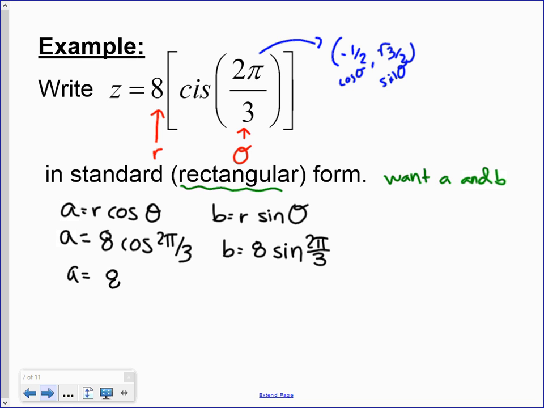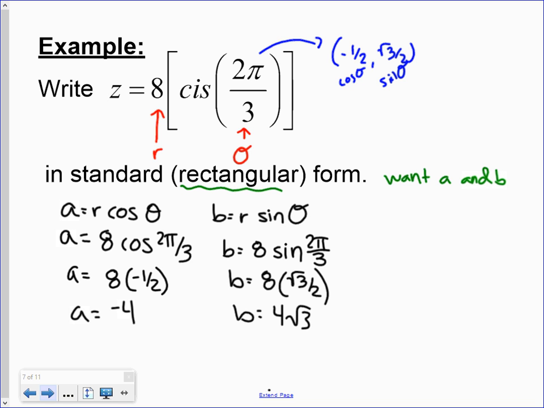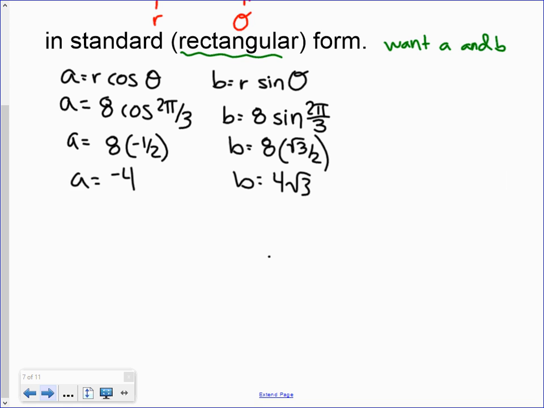a is equal to 8 times negative 1/2. b is equal to 8 times square root 3 over 2. And you're going to get negative 4 and 4 square root 3. So then you can plug into a plus bi. That's just negative 4 plus, I'm going to write mine as 4i square root 3. If you wrote i times 4 square root 3 or 4 square root 3 times i, that's all the same thing. Multiplication is commutative.